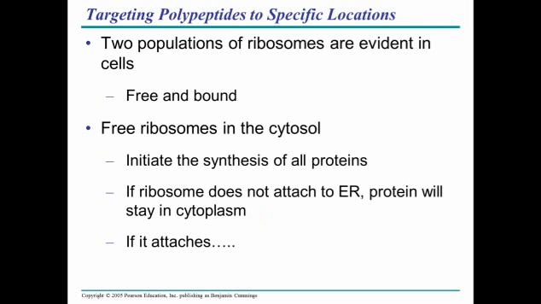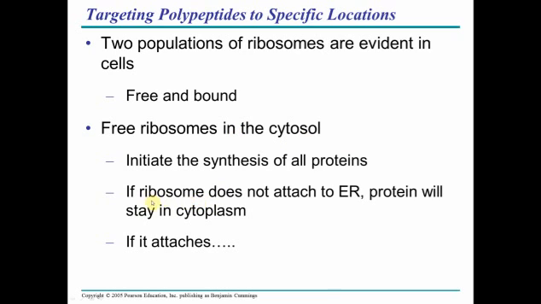Now there's two types of ribosomes. There's free ribosomes and there's bound ribosomes. Bound meaning bound to the endoplasmic reticulum. First, to start off, free ribosomes are found in the cytosol, and they initiate the synthesis of all proteins. Every single protein, whether it's going to be in the ER or going to be in the cytoplasm, starts on free ribosomes floating around in the cytoplasm.